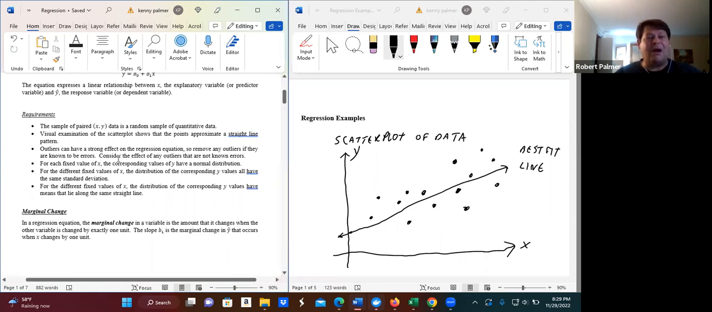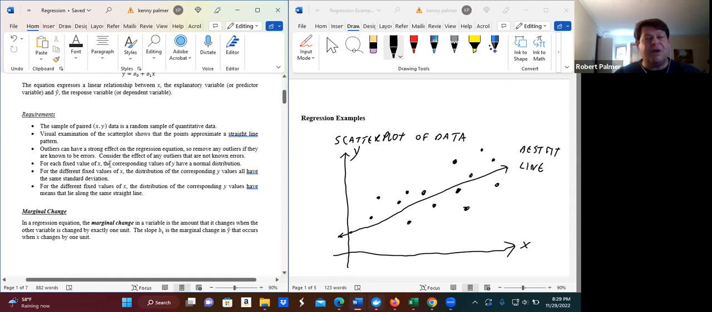An outlier can have a strong effect on the regression equation. We'll see an example in a moment where you do have an outlier. So remove outliers if they're known to be errors, and consider the effect of the outliers if they're not known to be errors. Basically, if you know something is an outlier, remove it if you can, but at the same time, just be aware that outliers can have a large effect.